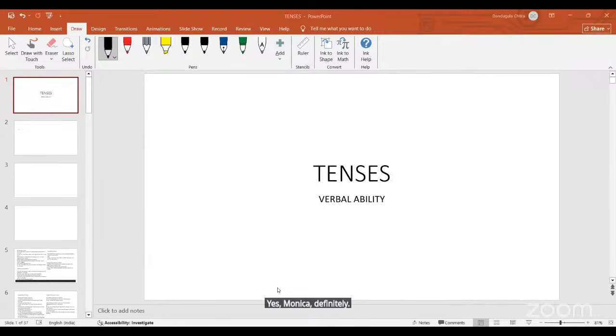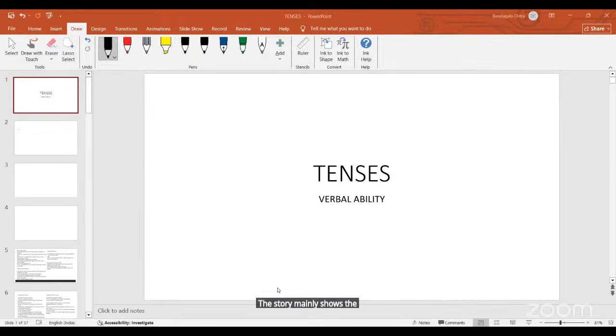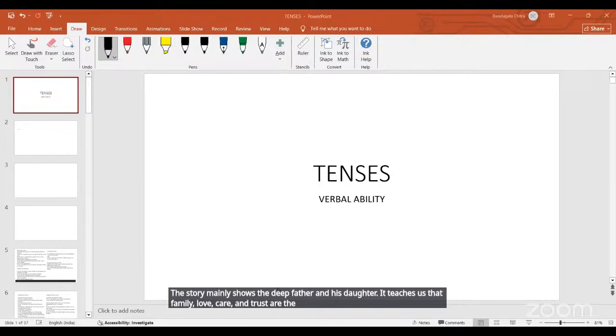Today I would like to speak about the movie Hi Nana. This movie is a very beautiful emotional family drama starring Nani and Mrunal Thakur. The story mainly shows the deep love between a father and his daughter. It teaches us that family, love, care, and trust are the most important things in life. In the movie, the father sacrificed many things for his child and always tries to keep her happy.